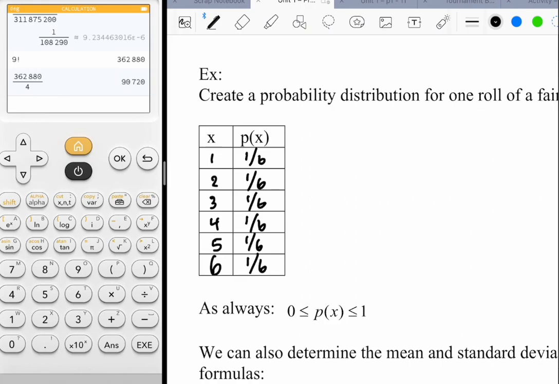Finding the mean of a probability distribution, I don't think we've really talked about this, but a mean is another word for average, which in the sense of probability means expected value. All right. Mean means average, and you're familiar with the term average, but it also means expected value.